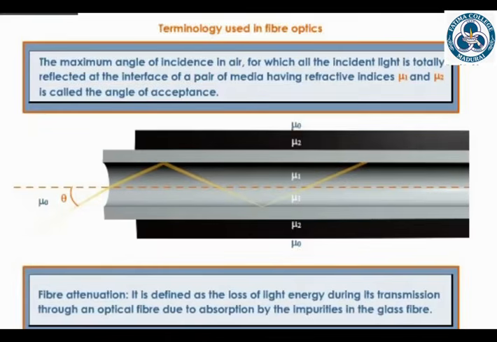So, fiber attenuation is defined as the loss of light energy during its transmission through an optical fiber due to absorption by the impurities in the glass fiber.